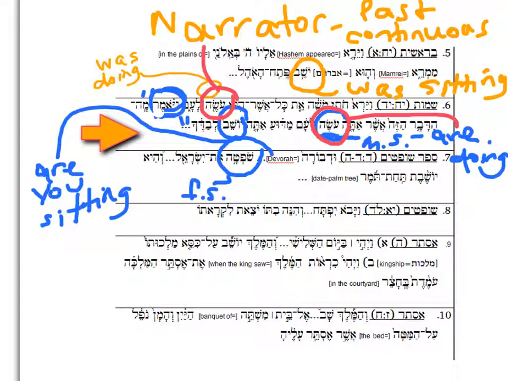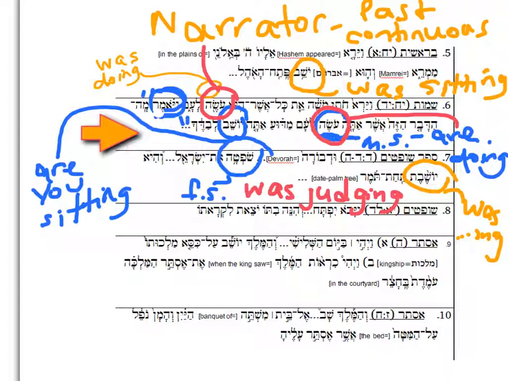So udevora shofta. So do I have a narrator or a speaker? So I obviously have a narrator. There's no one talking. So Devora was judging Israel, Bnei Israel. V'hi yoshevet. Okay, and she was sitting, right? She was sitting. I have that was ing form, that past continuous, because I do not have a speaker.